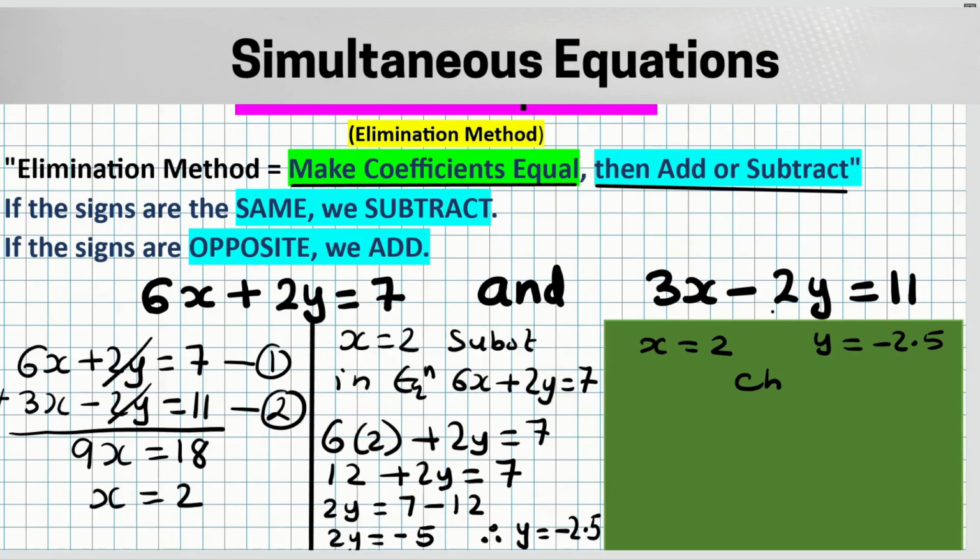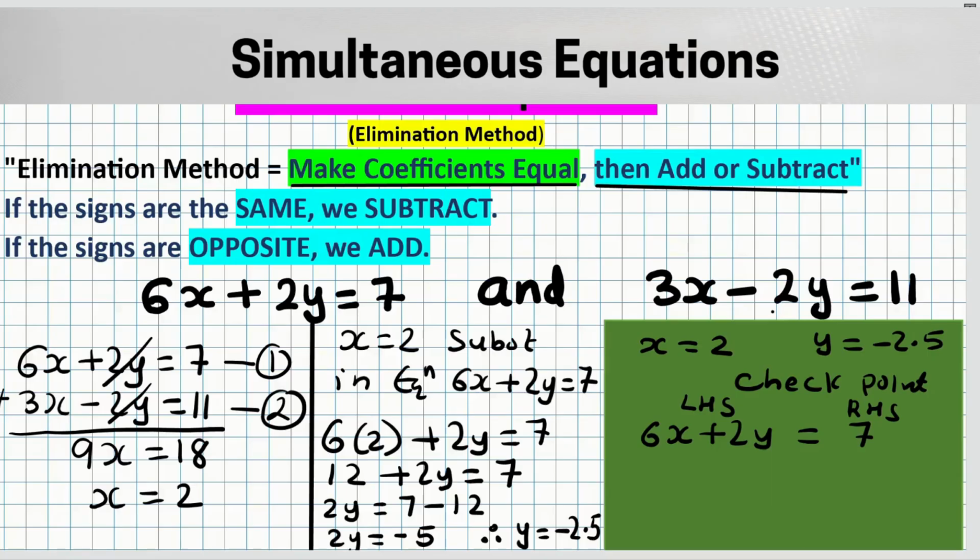Let us do checkpoint. You can become your own maths teacher and check. So what is checkpoint? Checkpoint is checking or verifying. So here you can substitute the value of x which you have obtained and value of y which you have obtained in any of the given equation and compare LHS and RHS. So 6x plus 2y is equal to 7. This is our LHS. LHS meaning left hand side and RHS meaning right hand side.